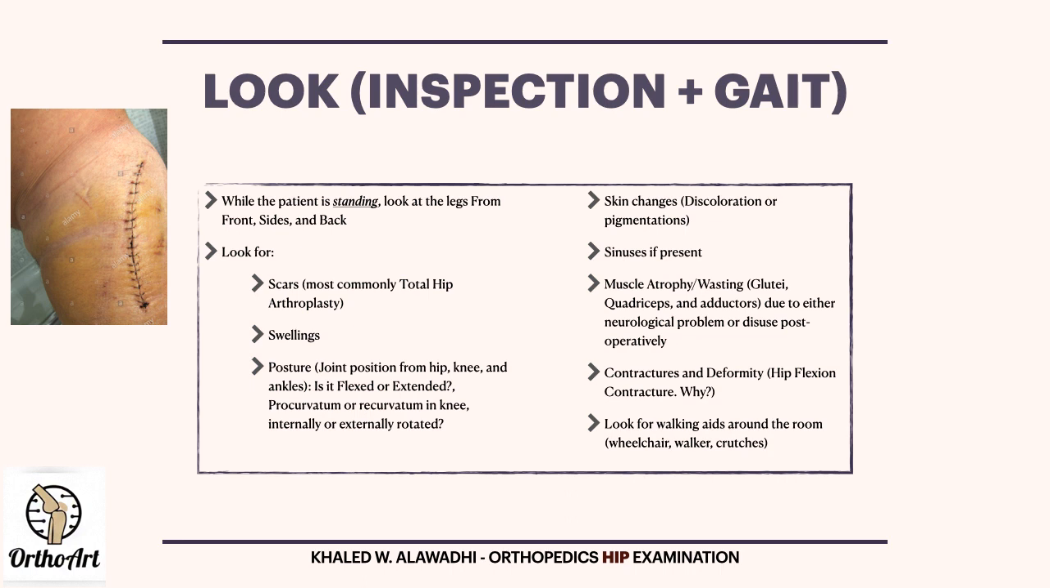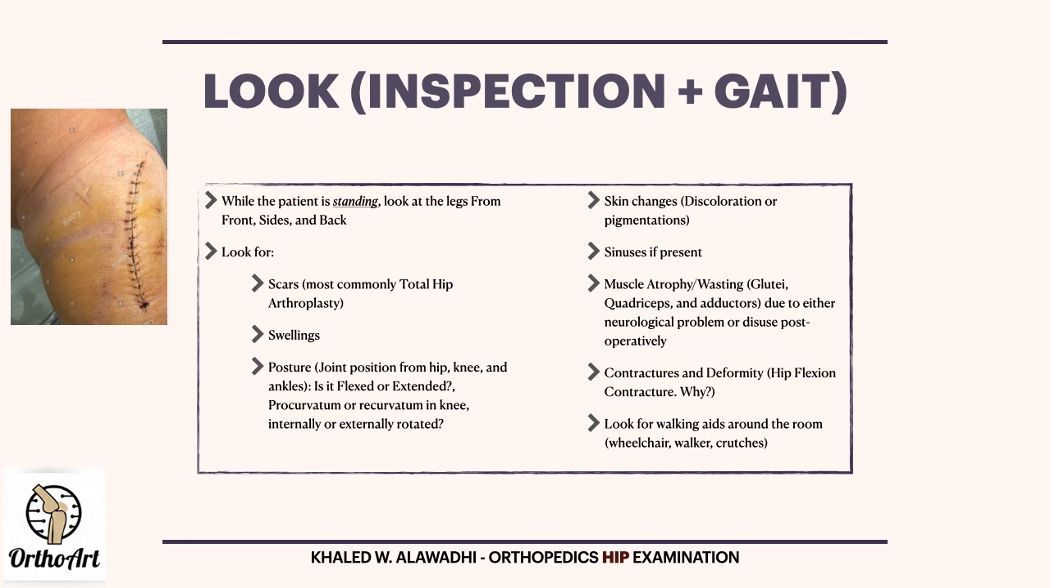Skin changes, which are discoloration or pigmentation. An example of skin changes, as mentioned earlier, related to swelling, is erythema, for example. Is a sinus present? When you see a sinus, this patient most likely may have chronic osteomyelitis of that joint. You can see it in the knee and the hip, and it's very difficult to treat because of its chronicity.